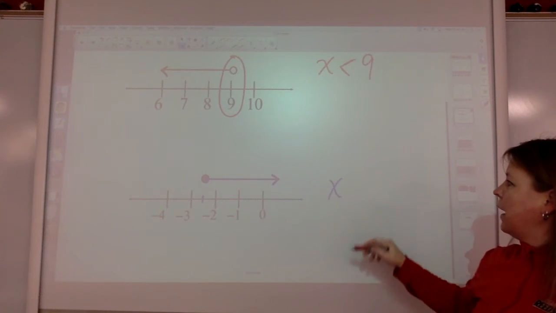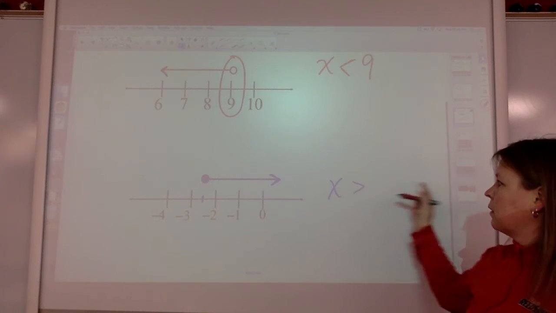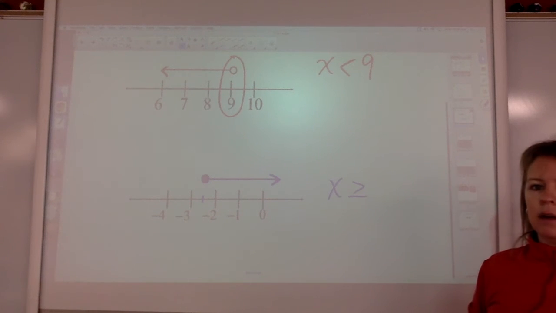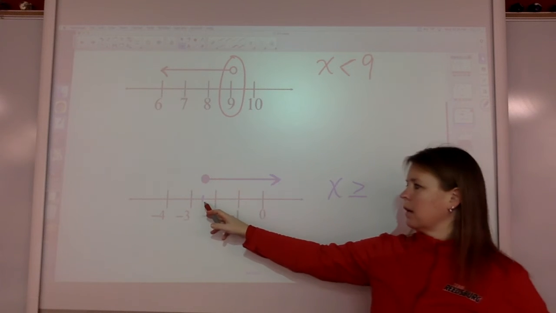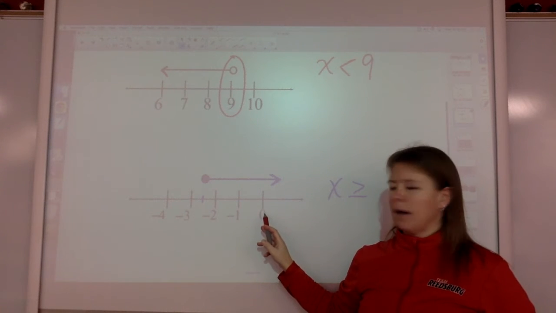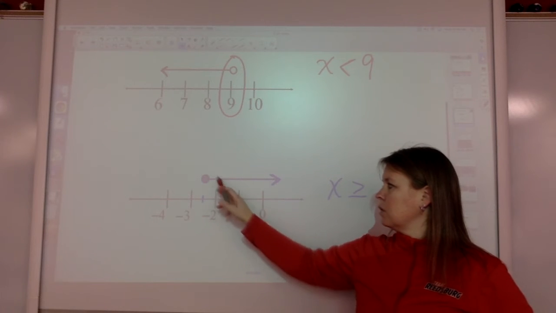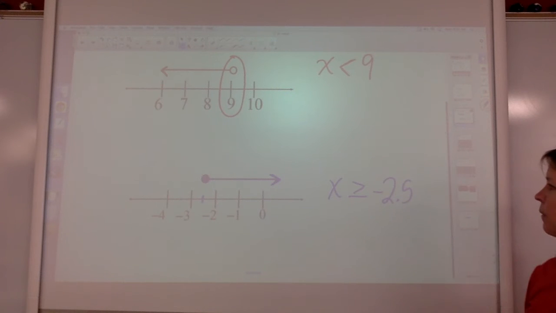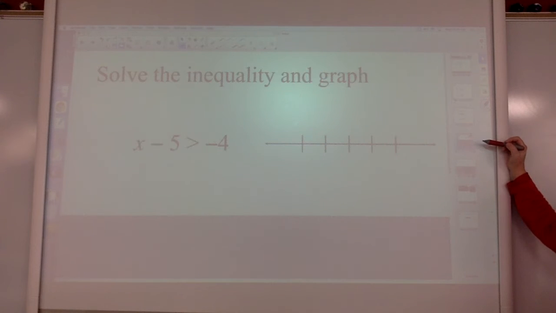So we need a variable x. We definitely know that it's going greater than because the numbers are getting bigger and bigger. We know from the solid dot that it's got an underline, so it's greater than or equal to. We just have to make sure we write the correct number. If you count backwards, we're going 0 to negative 1, negative 2, negative 2.5. X is greater than or equal to negative 2.5.